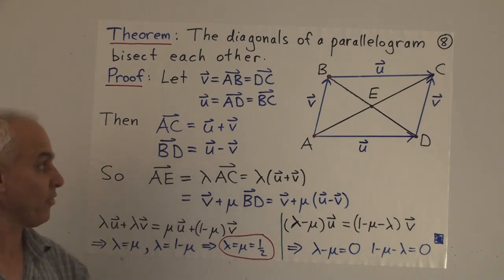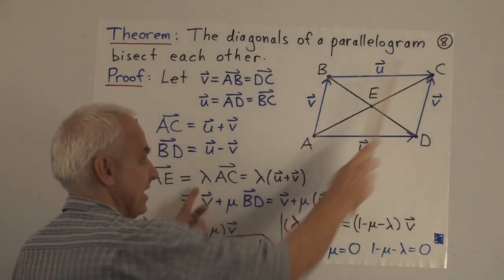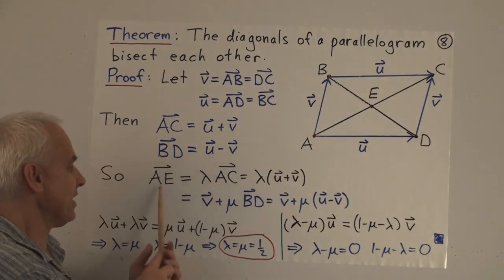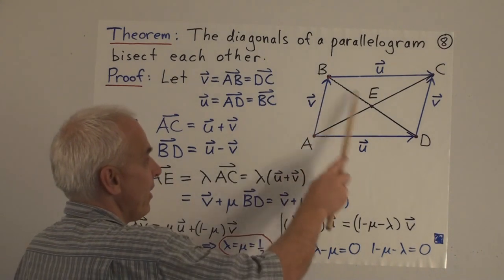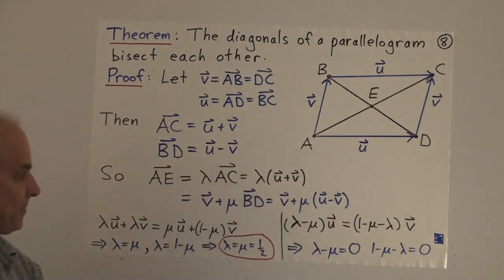And that's what we wanted to prove, to show that AE is really half of AC. And AE is this plus 1/2 of BD.